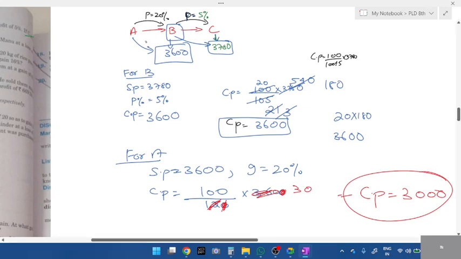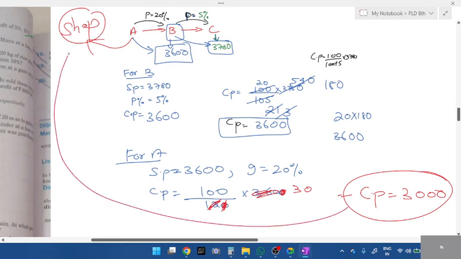And A bought it from the shop. He paid 3000 rupees. Will you all try the next question for homework? All of you? Okay, completed. Last, we'll end the class.